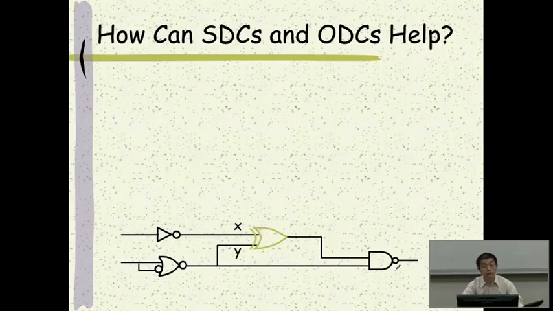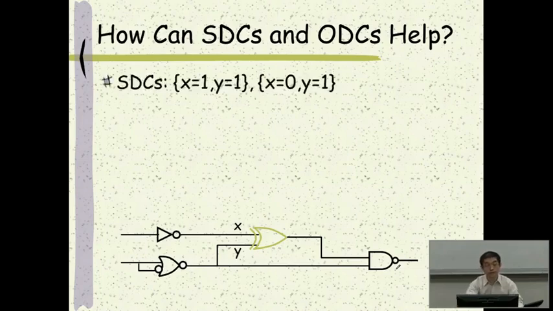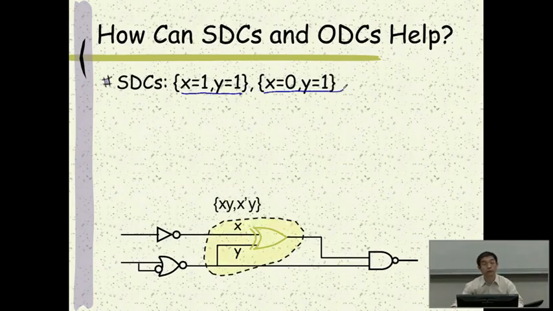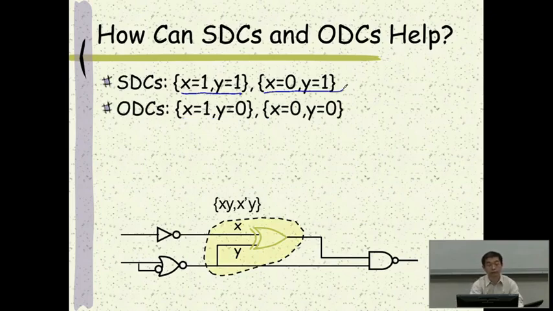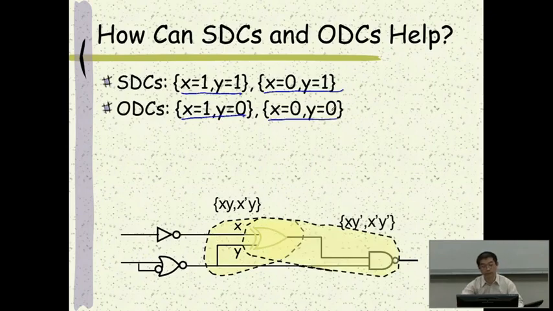So how can satisfiability don't cares and observability don't cares help us simplify a circuit? Consider the same example. By analysis, we know that it has SDC of x equal to 1, y equal to 1, and x equal to 0, y equal to 1. And by analyzing the ODCs, we know there are two ODC conditions: x equal to 1, y equal to 0, and x equal to 0, y equal to 0.